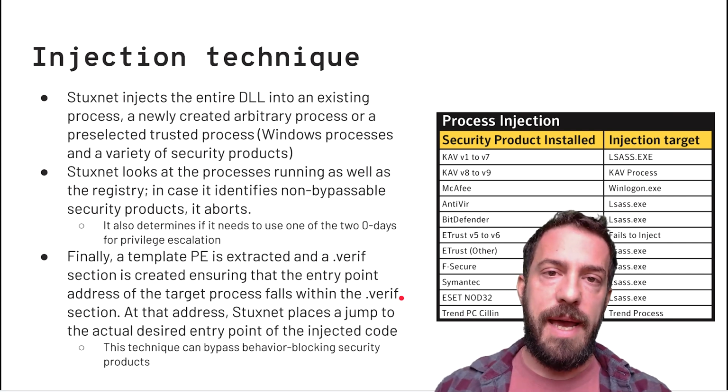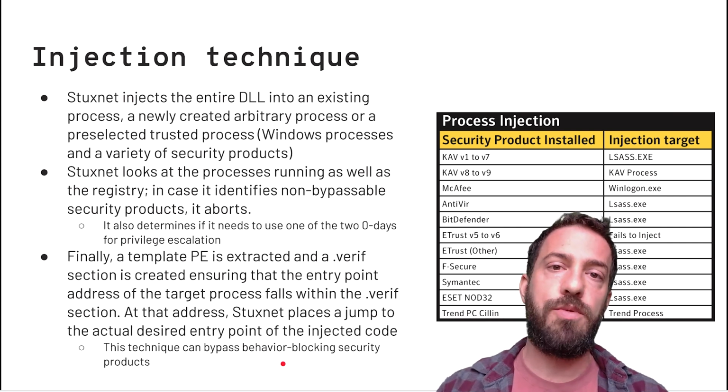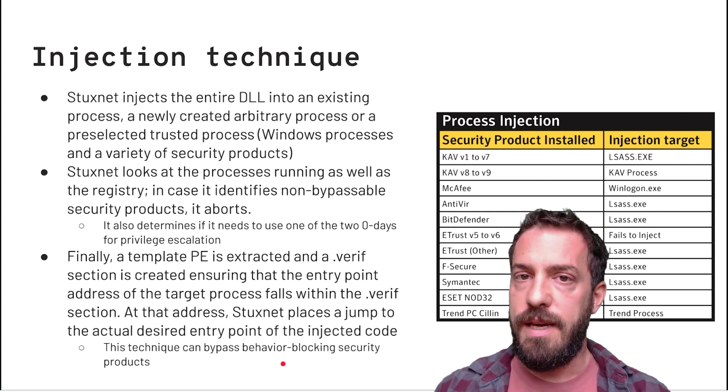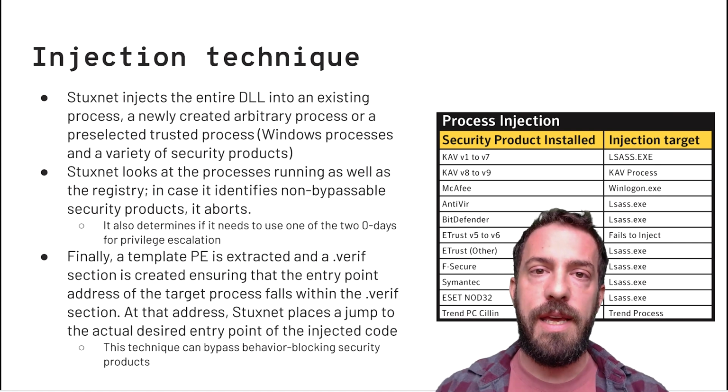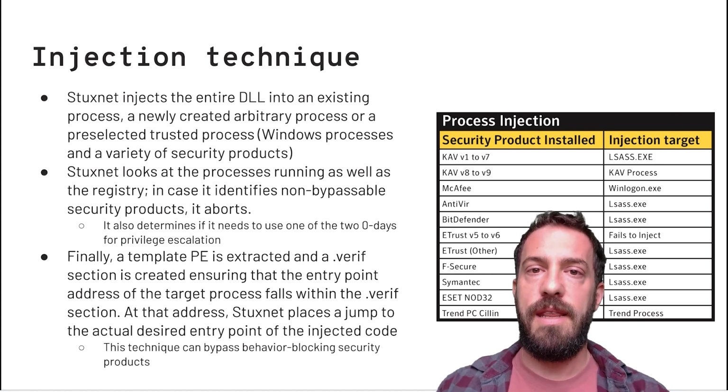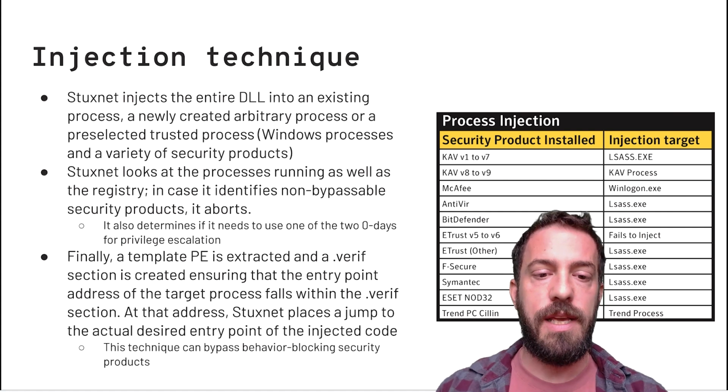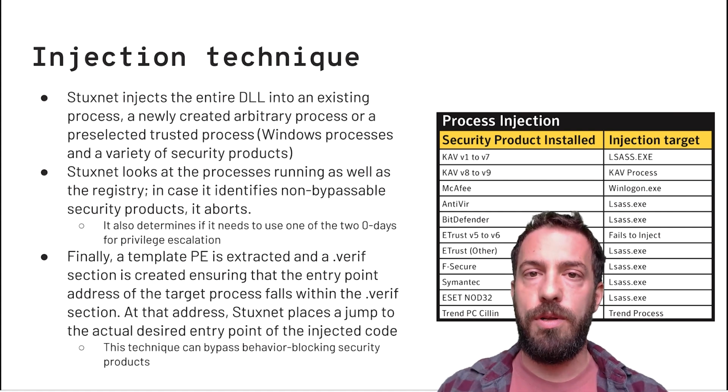This was another mechanism for also bypassing the behavior blocking security products, as we saw before. If the antiviruses were looking at the behavior of the DLL and found weird behavior, then they would block it from further executing. So this way would allow also bypassing those behavior blocking mechanisms.